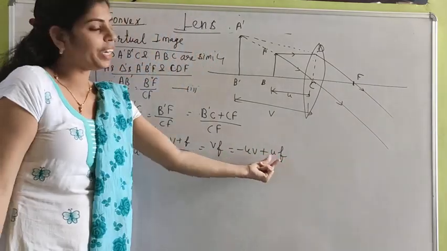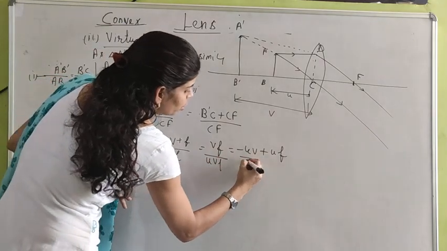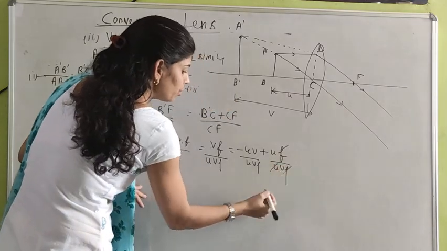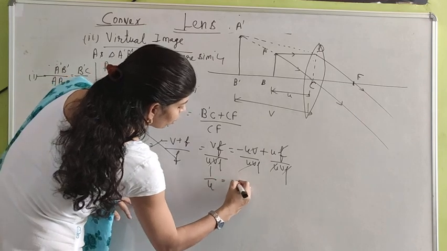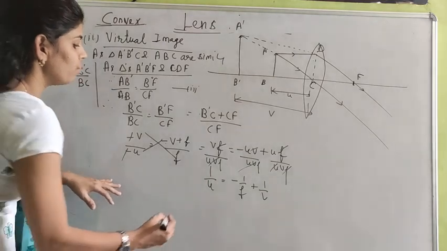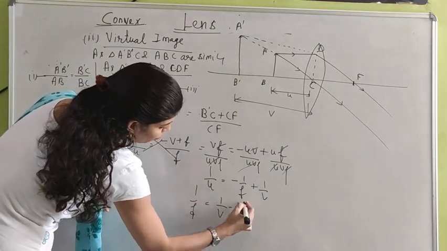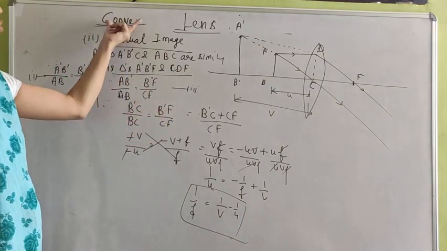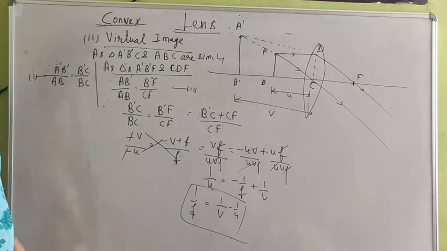Now again on dividing both sides by UVF. UF cancels, UV cancels, and VF cancels. 1 by U is equal to minus 1 by F plus 1 by V. Easily take 1 by F to this side and 1 by V minus 1 by U. So this is the lens formula for convex lens in case of when virtual image is formed.